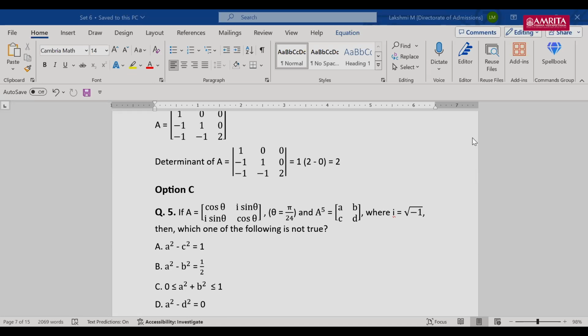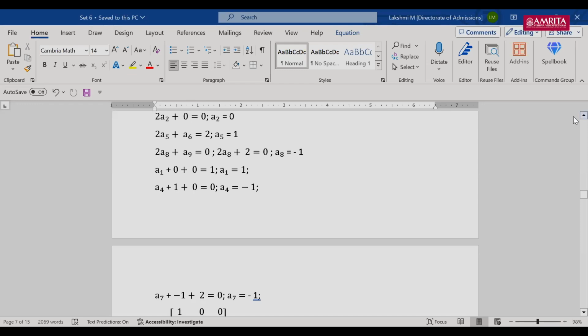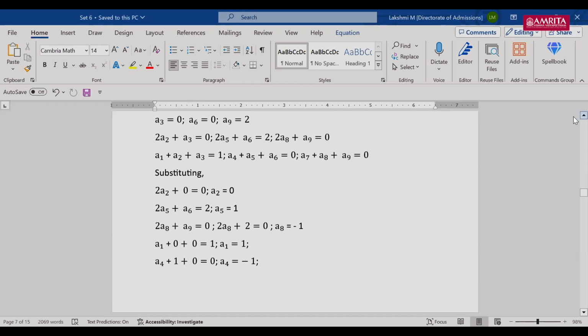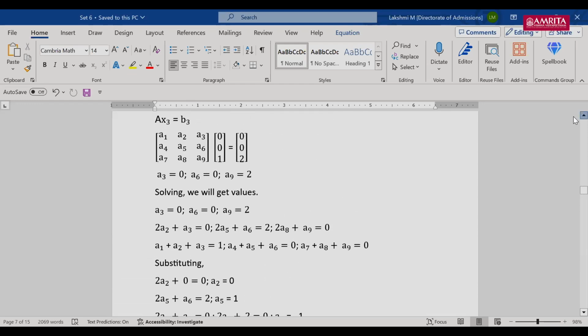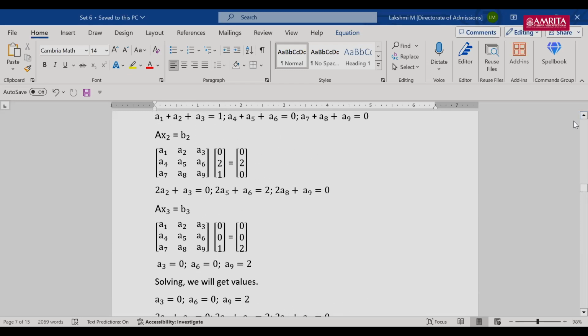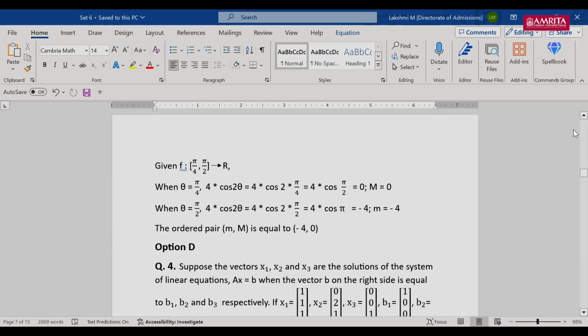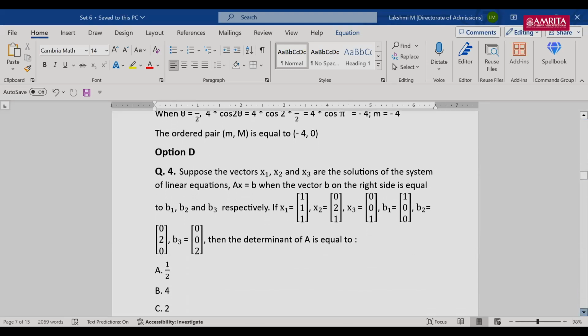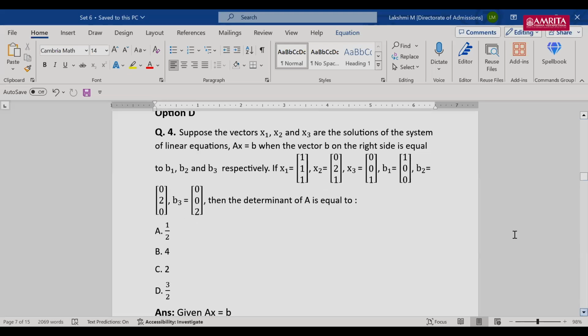Okay, just a second. There are a lot of people typing. Just hold on for a moment. I'll just go through it again. I'll just show it once again. I'll just read out the question also once again for you. Suppose the vectors x1, x2, x3 are the solutions of the system of linear equations Ax equal to b. When the vector b, it's on the right side, they have given it, and it's b1, b2, b3.